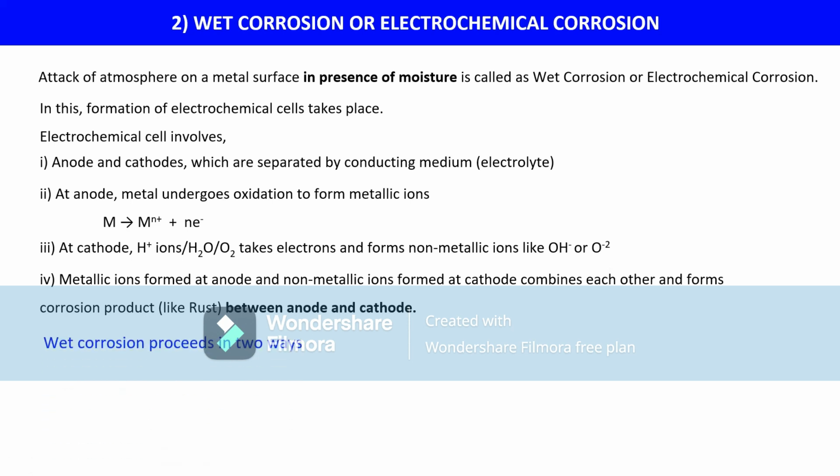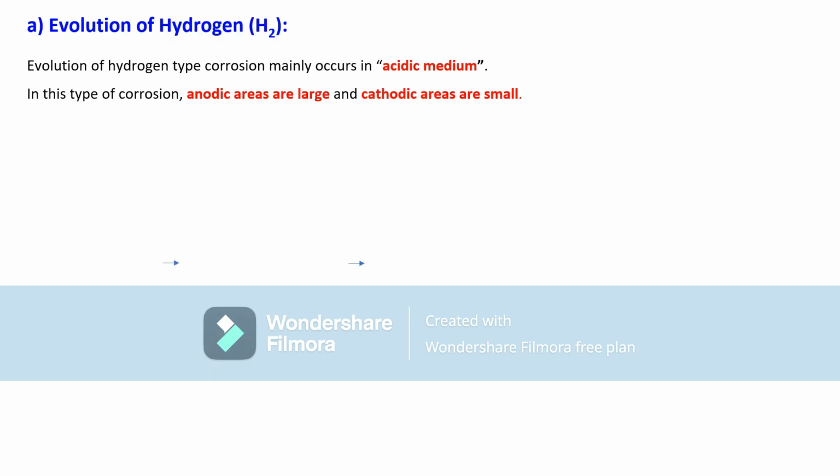Next, wet corrosion proceeds in two ways: evolution of hydrogen or absorption of oxygen. What is evolution of hydrogen? We will see. Evolution of hydrogen type corrosion mainly occurs in acidic medium.